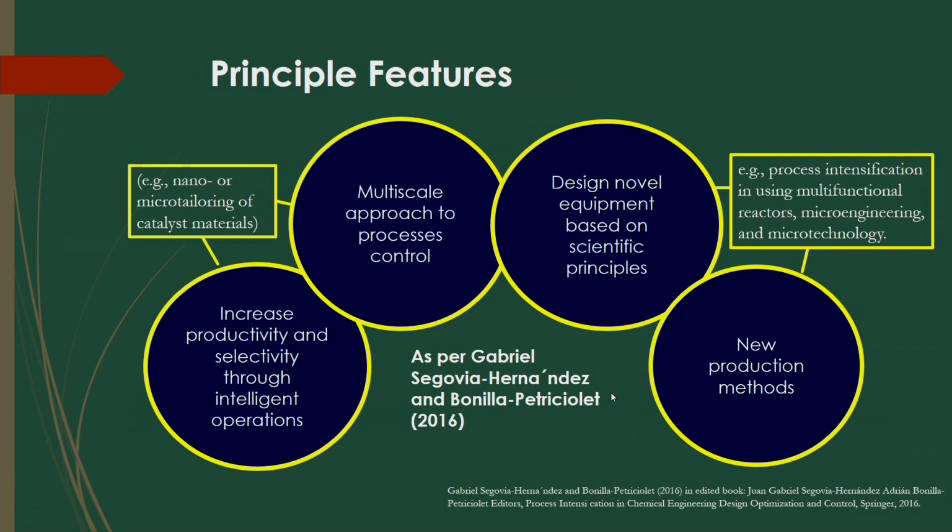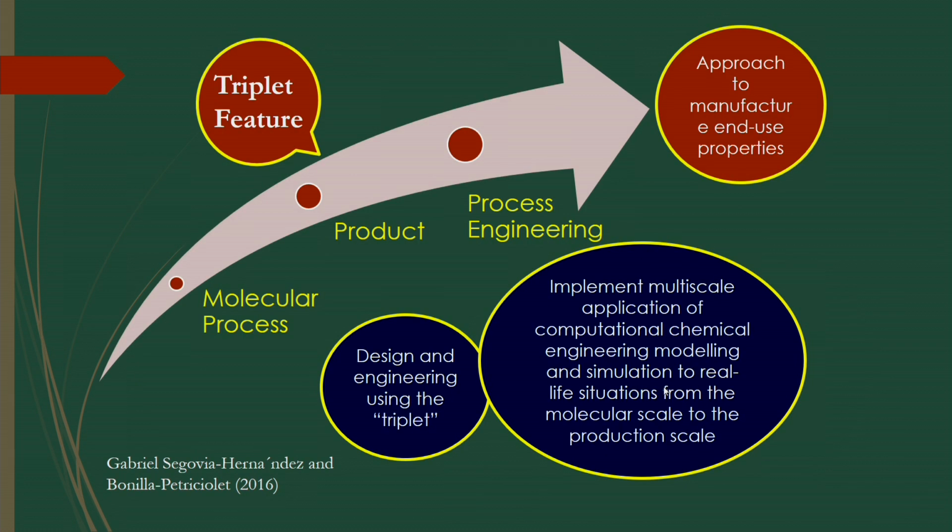So, these are some principal basic features that are given by them. Another important principle of process intensification is called the triplet feature, that is given by Gabriel Segovia-Hernandez and Bonilla-Petriciolet in 2016.